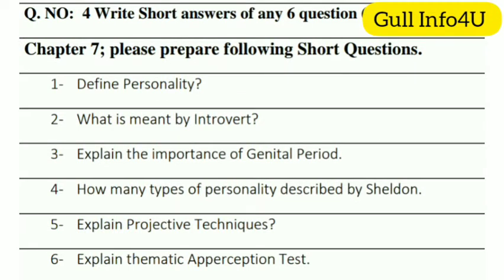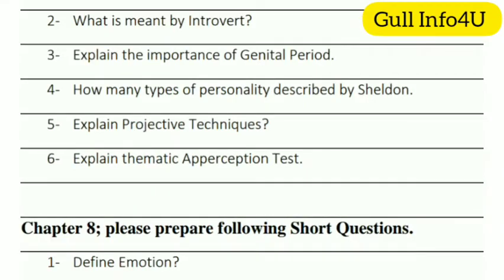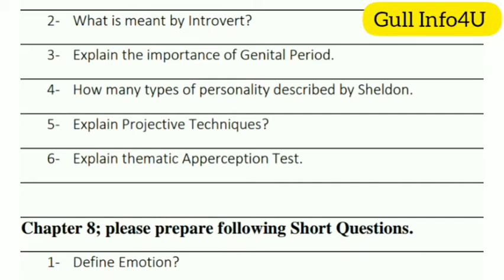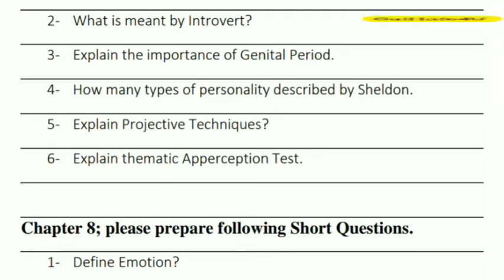Coming towards question 4, write short answers of any 6 questions for the 12 marks, and chapters 7, 8 and 9 of the government book will be used for these. Please prepare the following short questions from chapter 7. Define personality. What is meant by introvert? Explain the importance of genital period. 4, how many types of personality were described by Sheldon? Explain projective techniques, explain thematic apperception test.